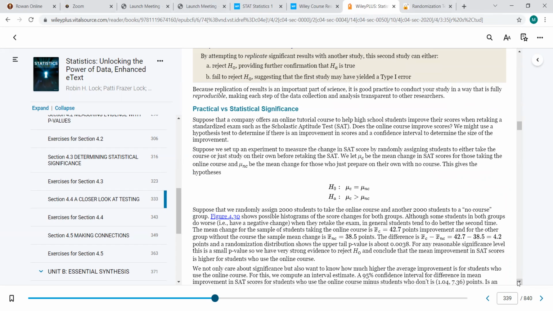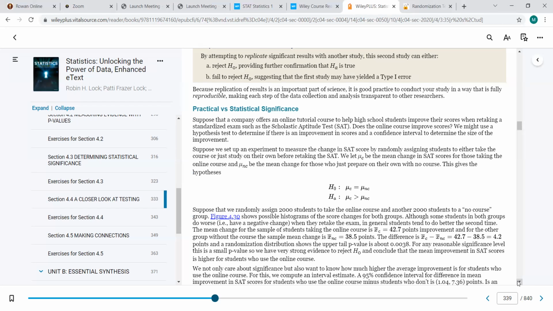What I will cover is this idea of practical versus statistical significance. Suppose we run a statistical test like this one here. This one, for example, deals with somebody taking an online course to help them take the SATs. So this is some sort of online study program, which you pay money for, and then you want to see if you can improve your score. I mean, that's the whole idea of doing that.